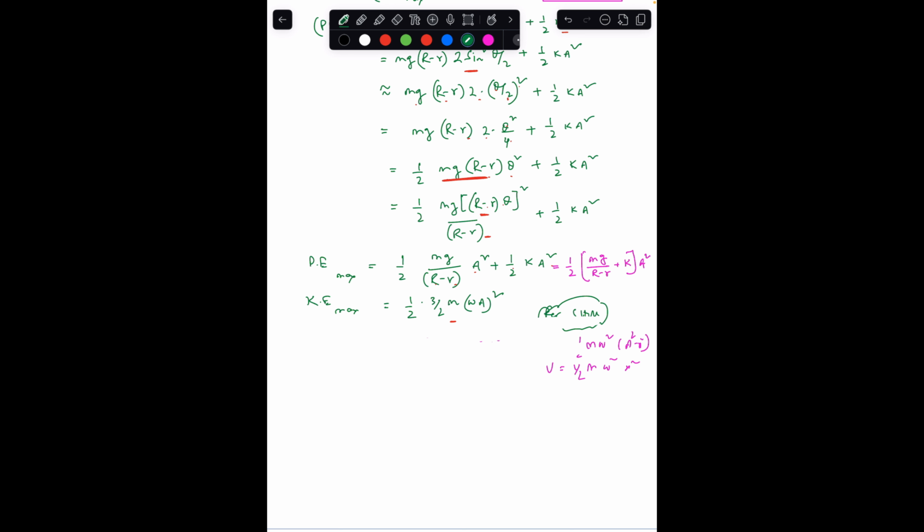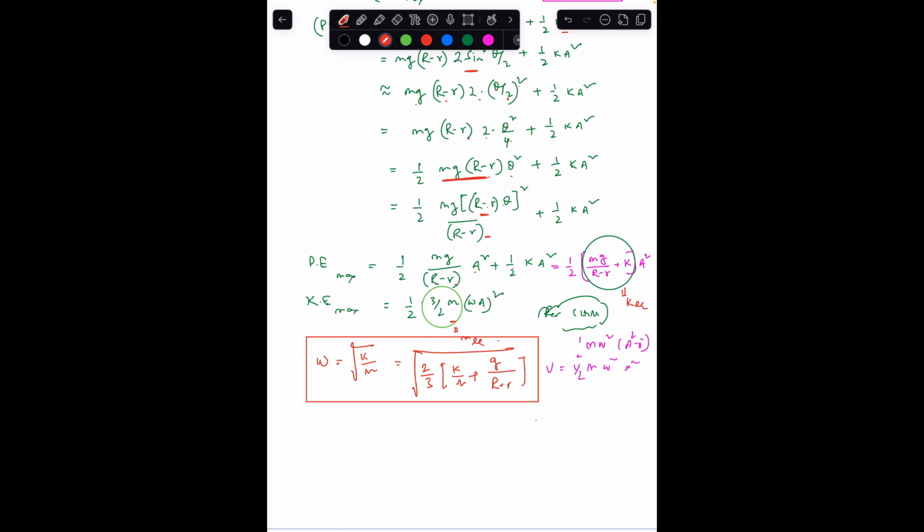So this entire term inside the bracket is going to be k equivalent. Whereas the term for kinetic energy is going to be the term which we can replace in terms of m equivalent, and omega is equal to what we know, under root of k/m. If you use the result, please check what you are going to have: 2/3 k/m plus g divided by (R − r). I'll suggest that this is the smartest method through which you can tackle this question.